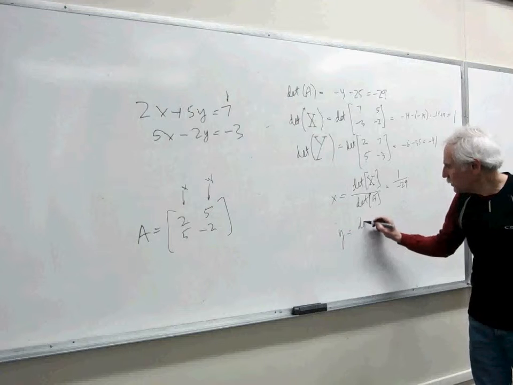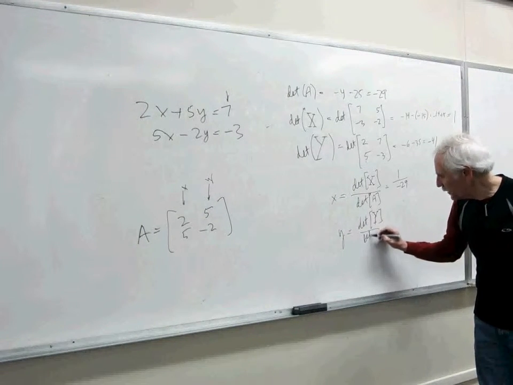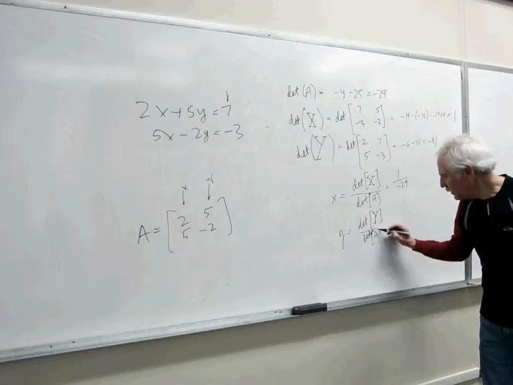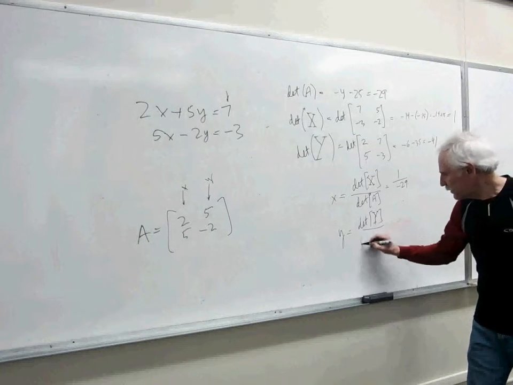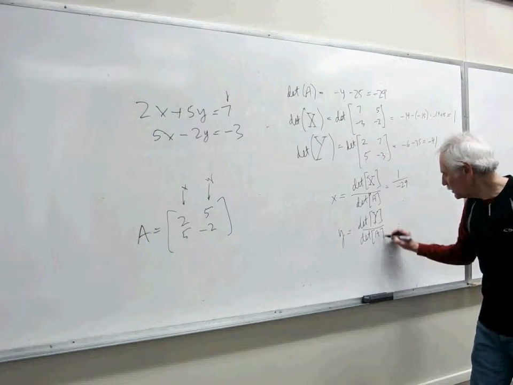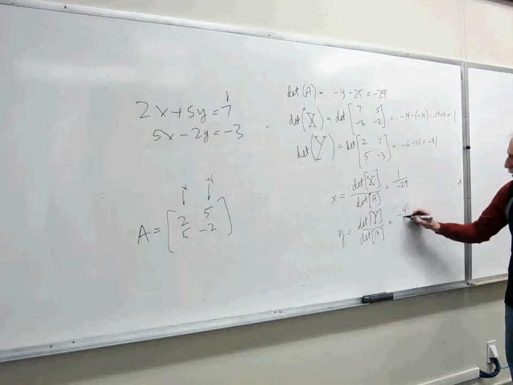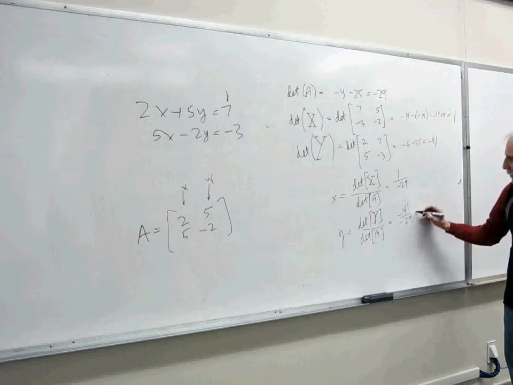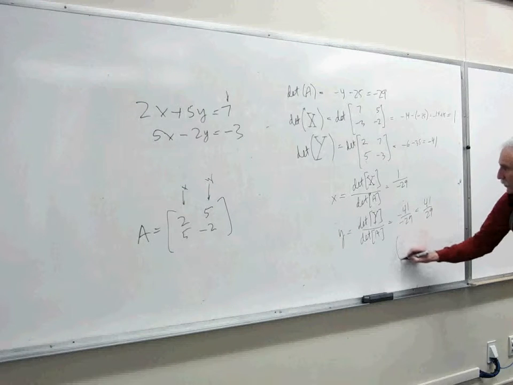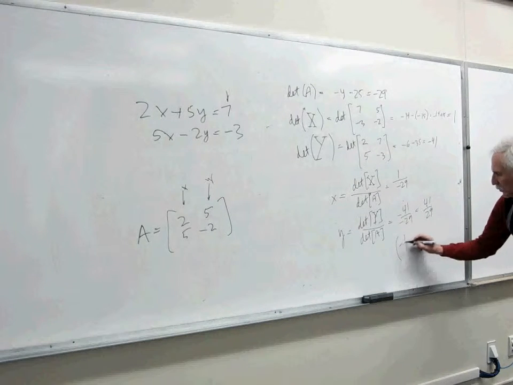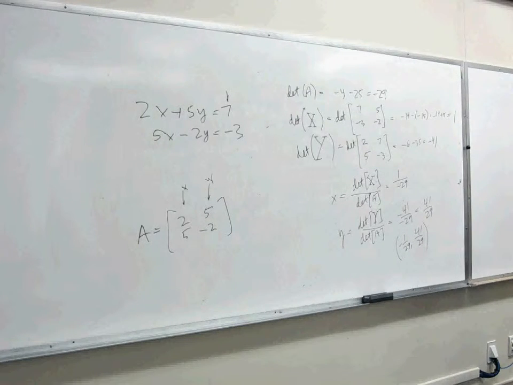Y is the determinant of the big Y matrix divided by the determinant of the A matrix. Oh, that's terrible writing. But I know the determinant of the big Y, it's minus 41. And I know the A matrix is minus 29, so that's 41 over 29. So that's X and Y. So the solution, if you want to think of it this way, is minus 1 over 29, 41 over 29. That's Cramer's rule.